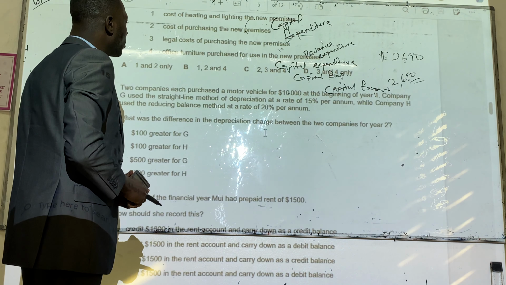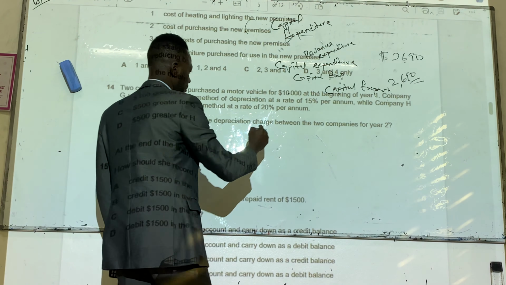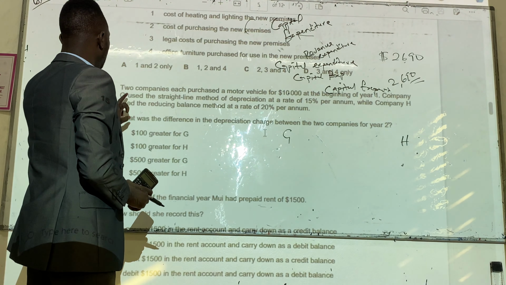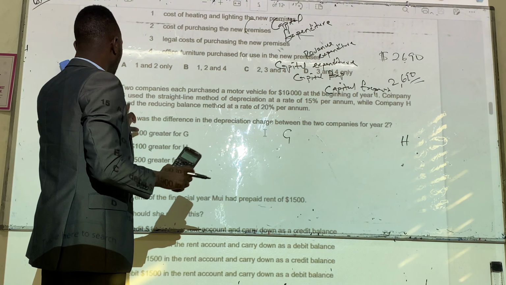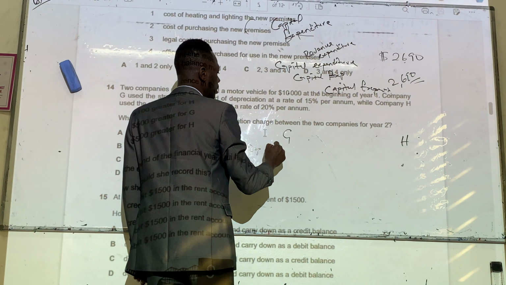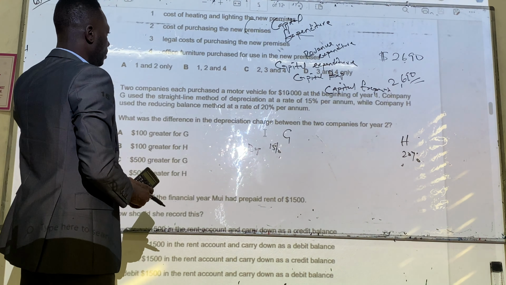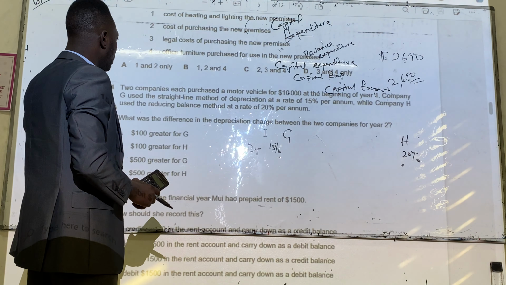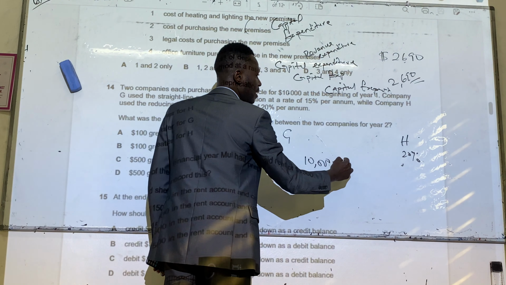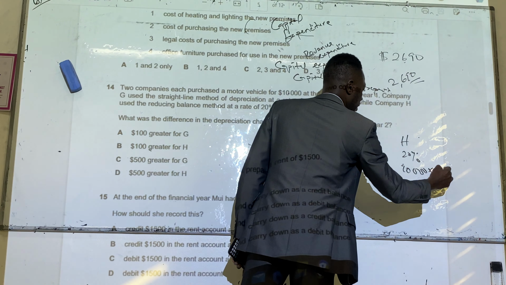It said 2 companies each purchased a motor vehicle of 10,000 at the beginning of year 1. Company G used the straight line method of depreciation at the rate of 15%, and company H used the reducing balance method at 20%. So for G we have 10,000 multiplied by 15 over 100, and here we have 10,000 multiplied by 20 over 100.